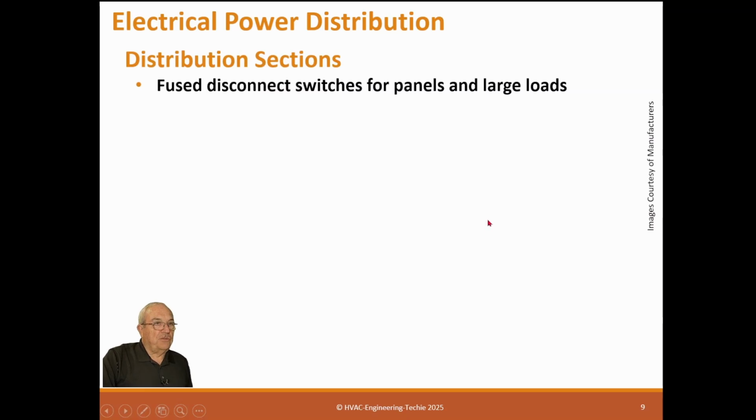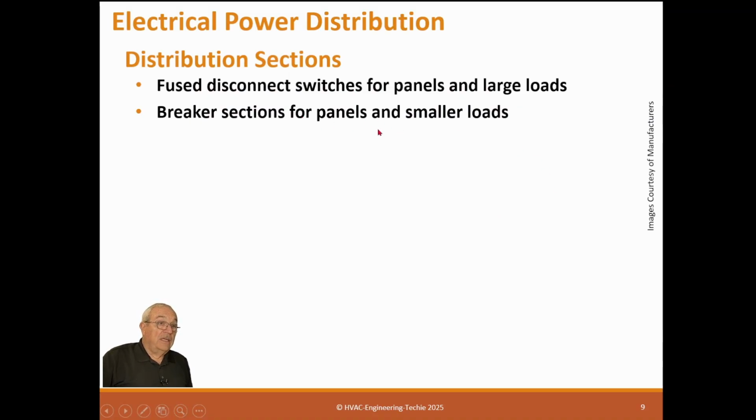Distribution sections, fuse disconnect switches for panels and large loads, breaker sections for panels and smaller loads. The difference between a fuse switch and a circuit breaker is that a fuse switch can trip much faster. Breakers are slow compared to fuses. You can buy a fuse that's really fast. So on large loads and critical loads, they'll actually use a fuse. And breakers are fine. You can use breakers, but they're not as reactive as a fuse.